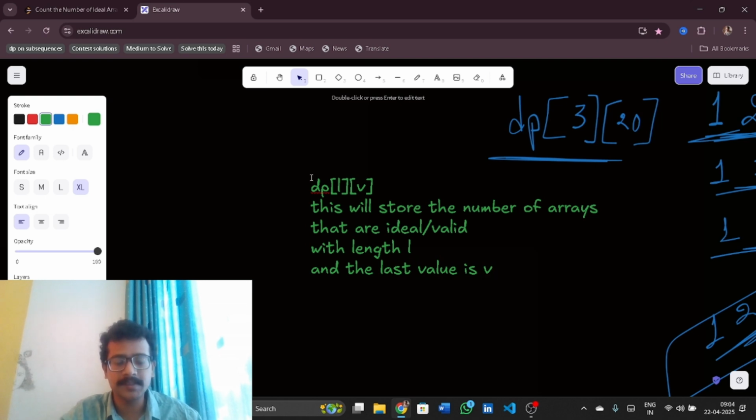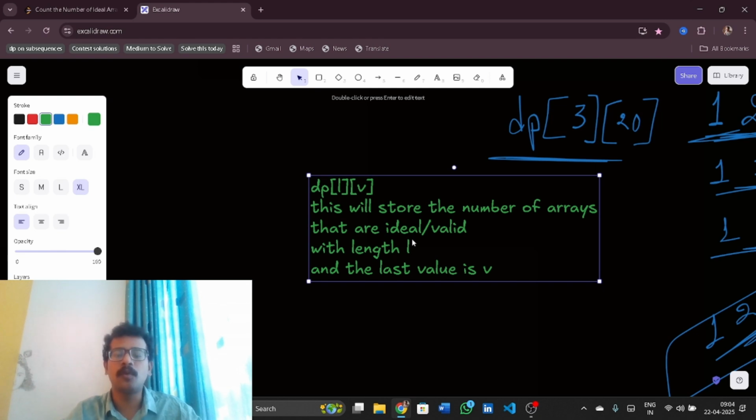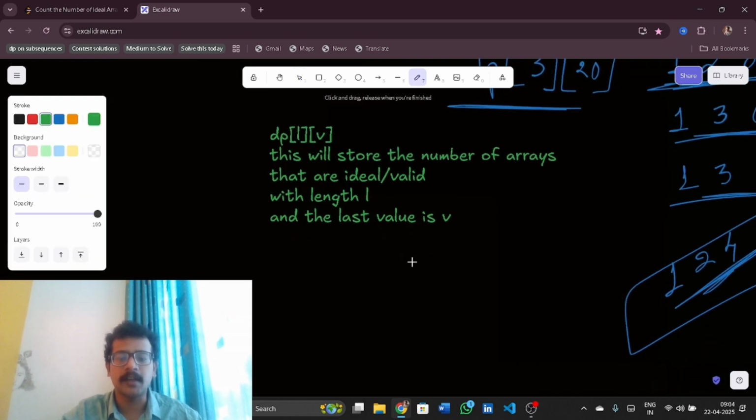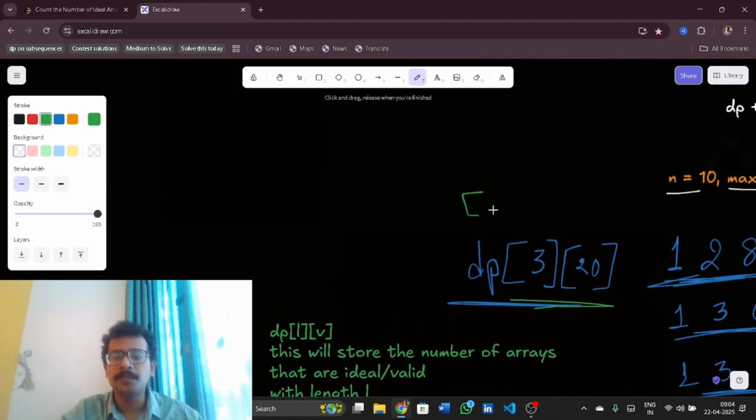What I am saying here, just make this as a note. If you have a book or a pen, just note this. This will store the number of arrays that are ideal or valid with length L, and the last value is V. Now what I am saying here, dp of 3 and 20, what will this store? This will store the number of arrays with the size of 3, and let me just write with a random thing like just the last value is 20.